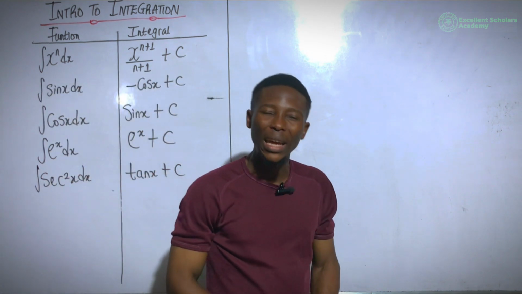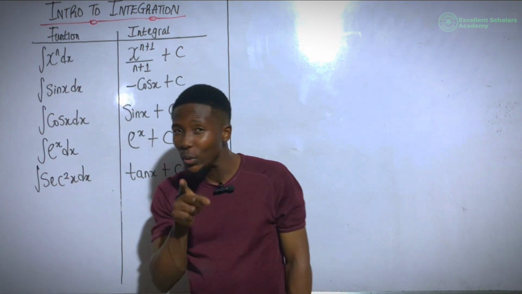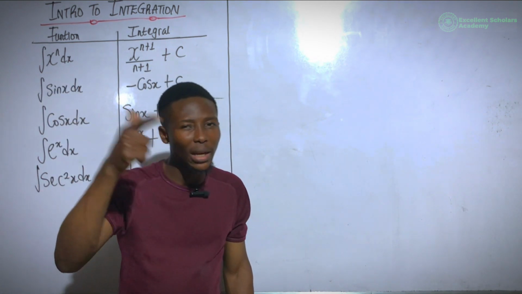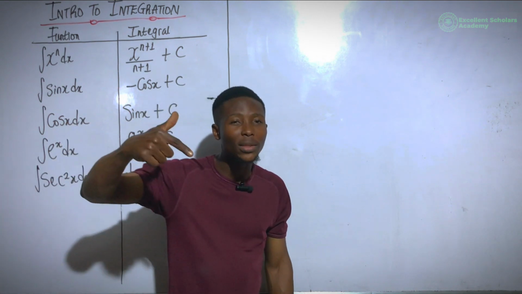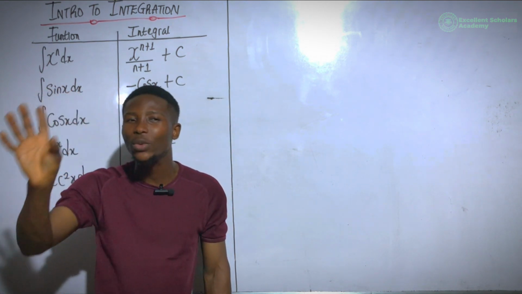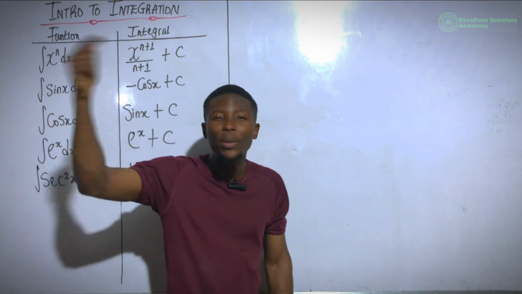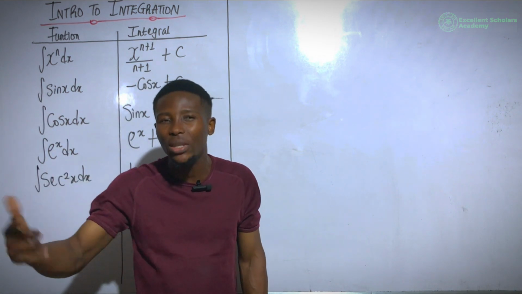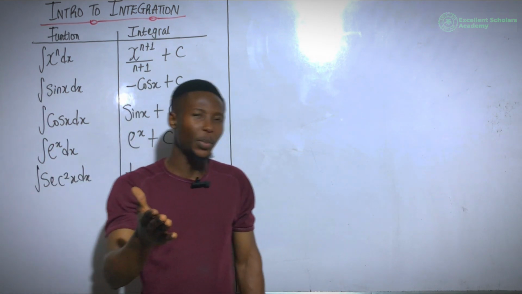You're going to have tan x plus c. Don't forget too that if you differentiate tan x, you are going to get sec square x. So now, if you are integrating sec square x, you're going to have tan x because you are going back. You are doing an antiderivative. Okay, I hope you understand that.